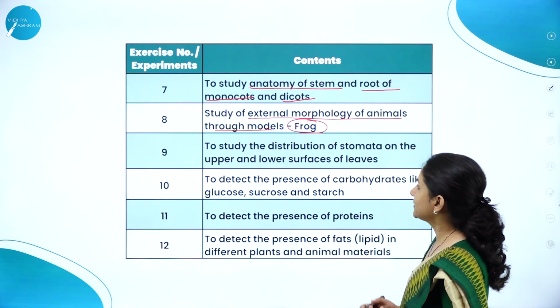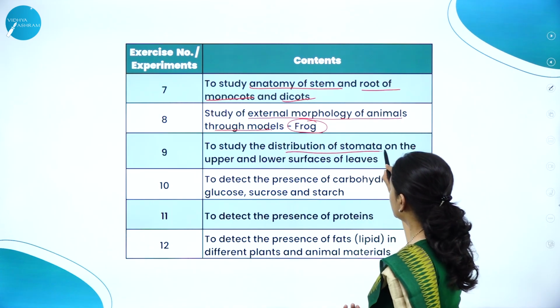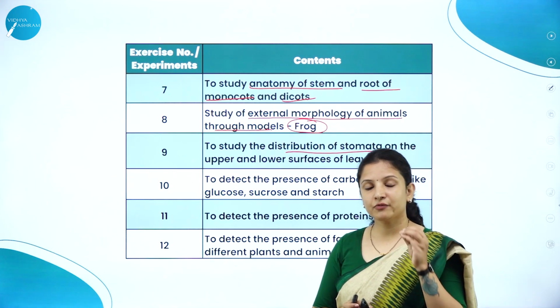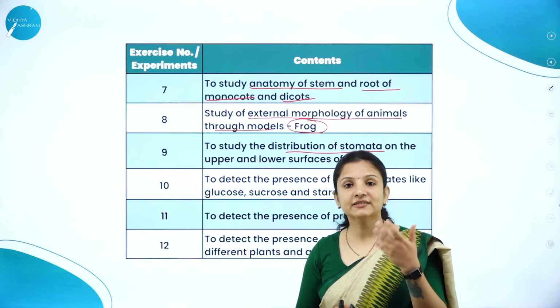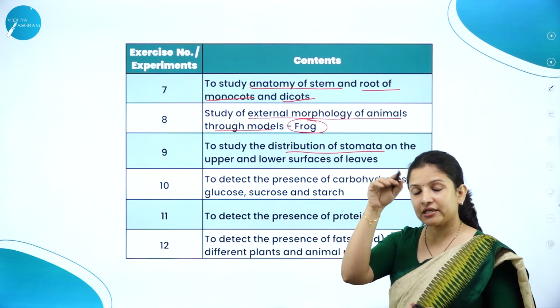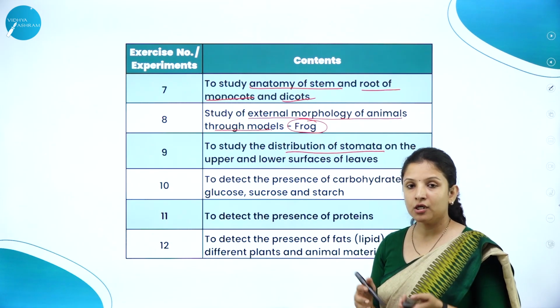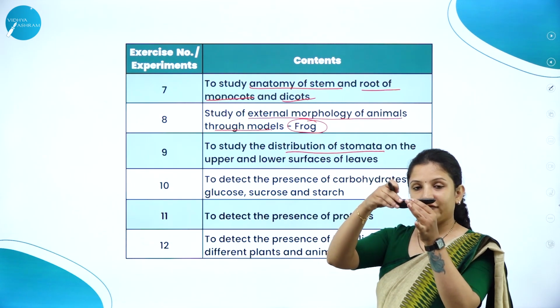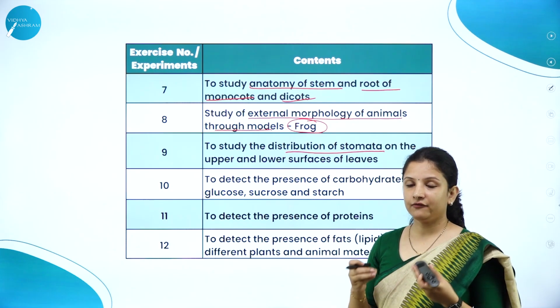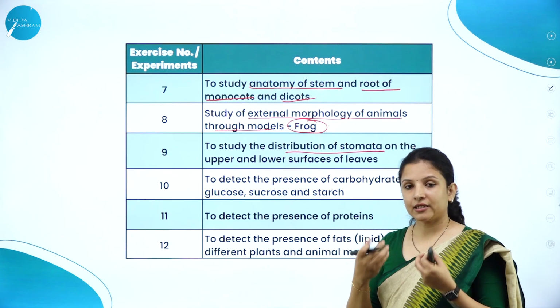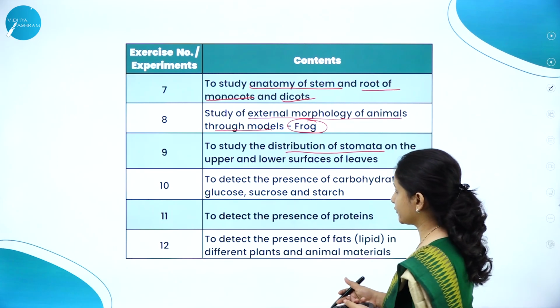Next is to study the distribution of stomata. Stomata are nothing but structures that help the plant to breathe, or exchange gases. There are some kidney-shaped structures which you can beautifully look into under the microscope. Both the dorsal surface as well as the ventral surface of the leaf we have to take, peel it, and look for the stomata under the microscope.